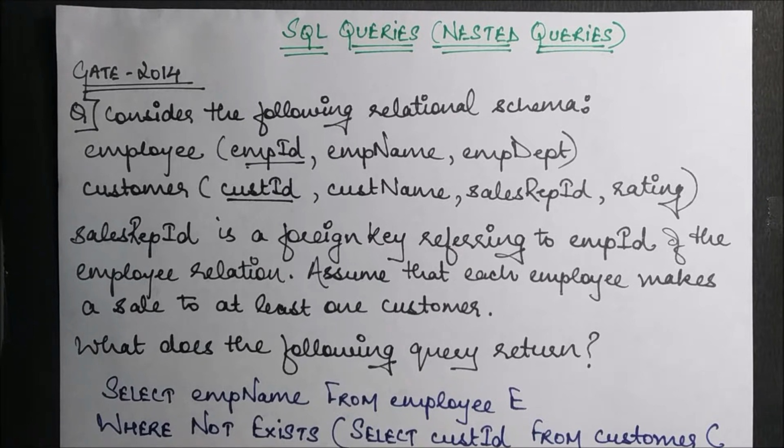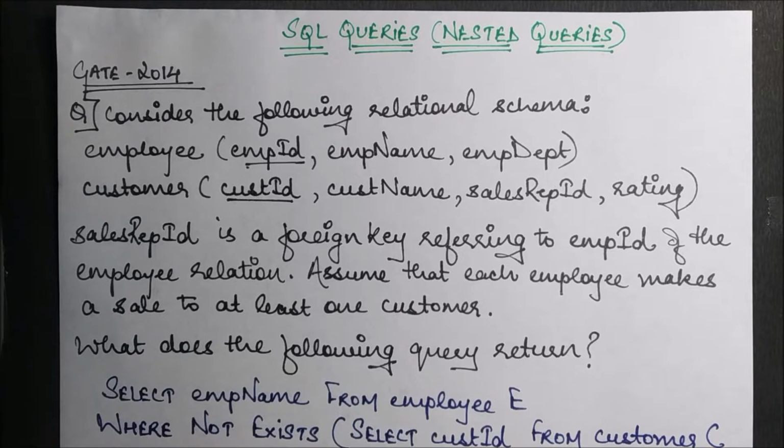So we are here with a GATE 2014 question. We have two schemas in this and a nested query which seems to look like a complex one, but let's just simplify it for all of you. So let's see what the question says.